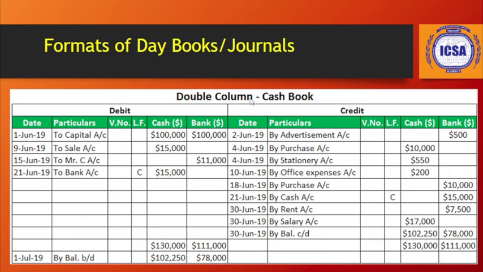This cash book is also known as the book of prime entry. So we can see its format. There is a main T here. We can see it is prepared on the format of a T account. Like this is a main T here, and the left side is the debit side, the right side is the credit side.